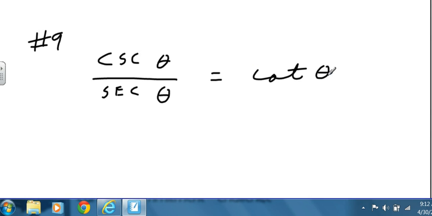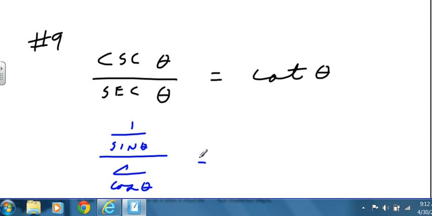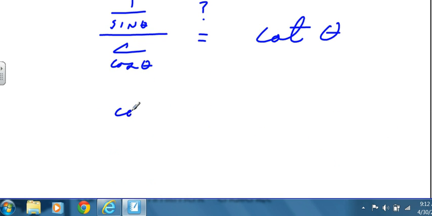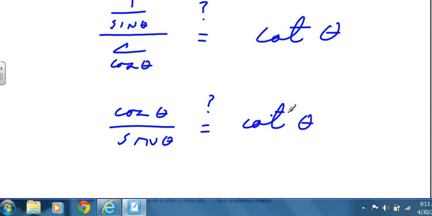Divided by secant equals cotangent theta. All right, so I'm going to change everything on the left-hand side to sines and cosines. 1 over sine divided by 1 over cosine is supposed to equal cotangent. All right, I'm going to invert and multiply. Cosine divided by sine is supposed to be cotangent. Oh, wait a minute, it is cotangent. Oh, done.